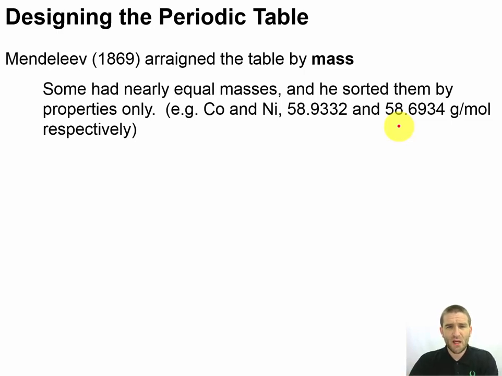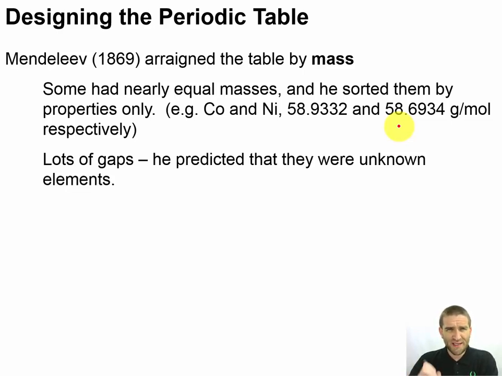Now, there are also a bunch of gaps in the periodic table, places where there's enough of a jump in mass, they said there's probably some sort of an unknown element that if we can identify it, it'll fit right here in this empty slot. And that ended up being borne out.